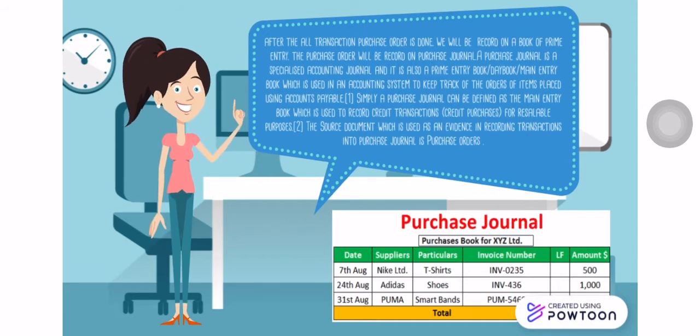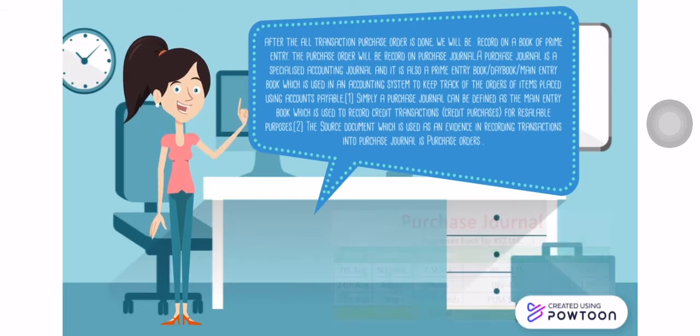After all the transactions, the purchase order is done, it will be recorded in the Book of Prime Entry. The purchase order will be recorded in the Purchase Journal.